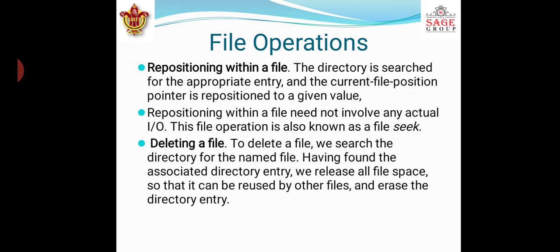Then the next file operation is deleting a file. To delete a file, we search the directory for the named file. Having found the associated directory entry, we release all file space so that it can be reused by other files and erase the directory entry. When we use this type of operation, deleting a file, we delete the file and free the memory space so that it can be used by other files.